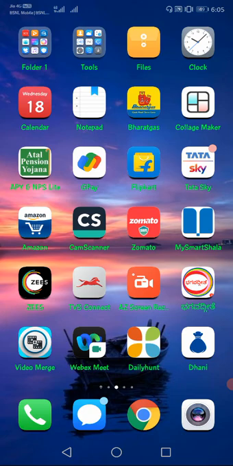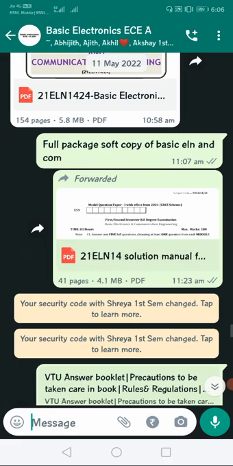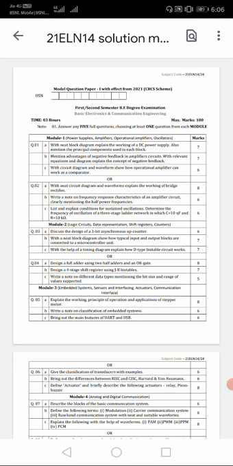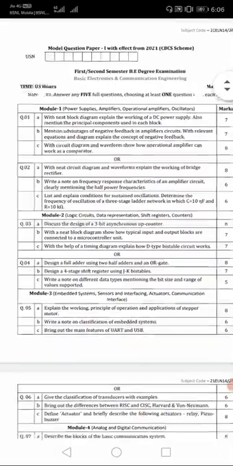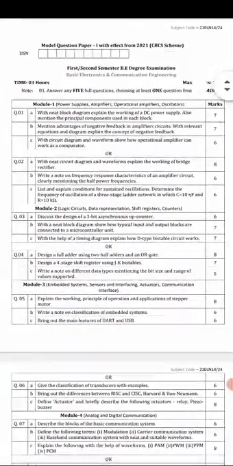So in this video we are going to analyze the basic electronics model question paper, which is going to be useful for the main examination on 20th May, that is after 2 days. We'll analyze what types of questions will appear in the main examination from the model question papers. The types of questions they have given in model question paper number 1 and 2, with a solution, are put on the VTU website.